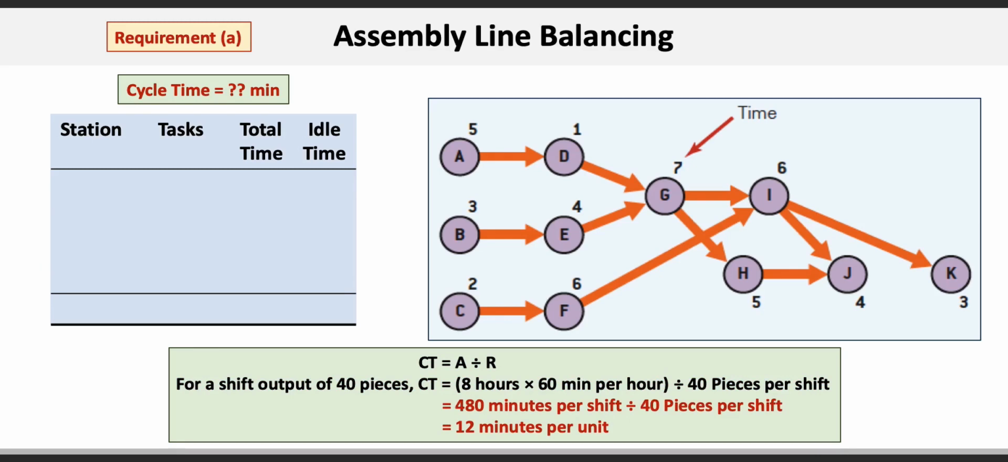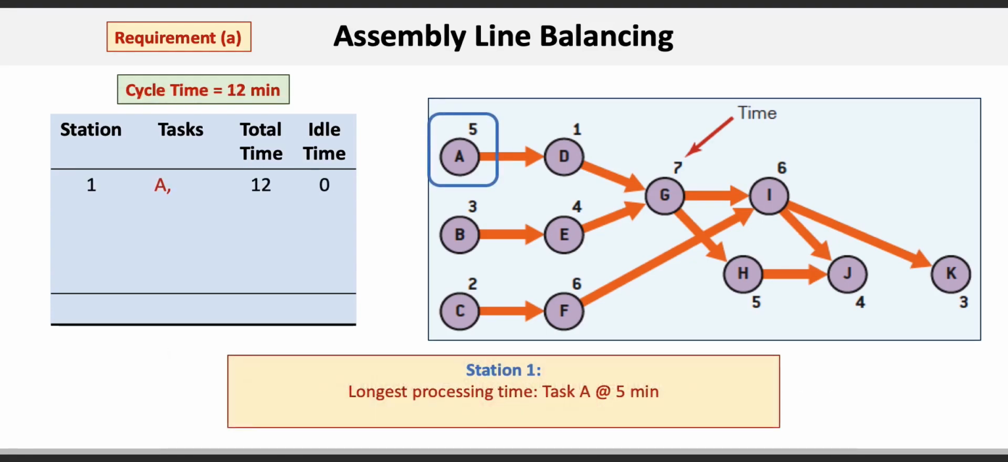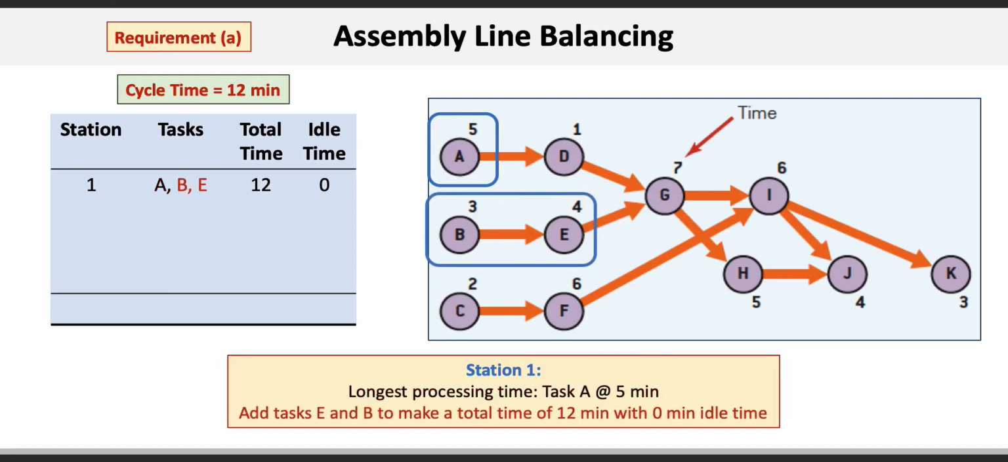Next, we start balancing the line using the longest processing time rule. For station 1, we start on the left with the longest processing time, that's A. Then we look to add as many tasks as we can from longest to shortest time without exceeding the cycle time of 12 minutes. We can add tasks E and B with times of 4 minutes and 3 minutes respectively to make a workstation with a time of 12 minutes and 0 minutes idle time. The idle time is calculated as the cycle time minus the workstation time. So 12-minute cycle time minus 12-minute workstation time is 0 minutes idle.